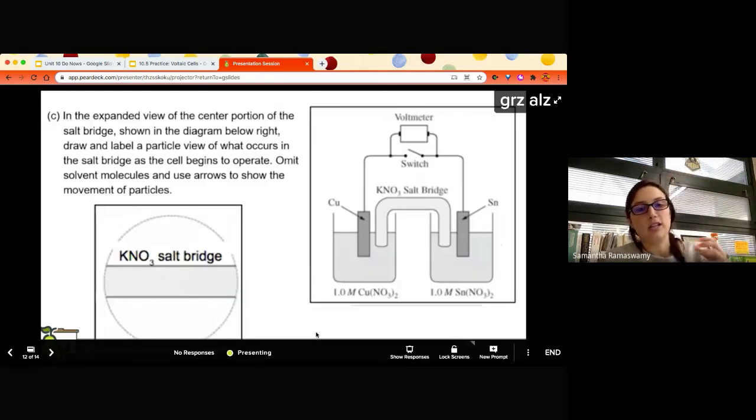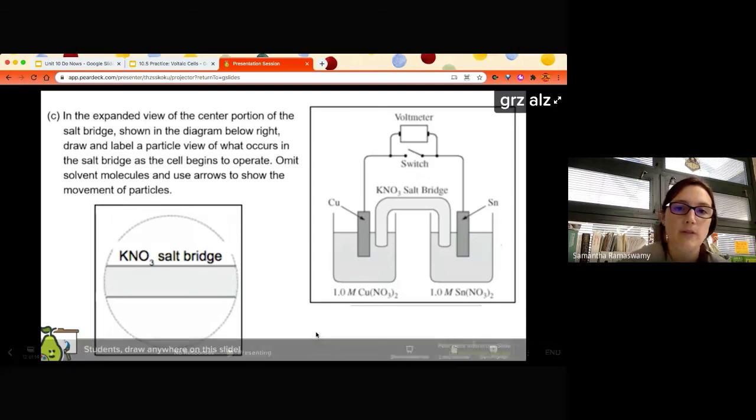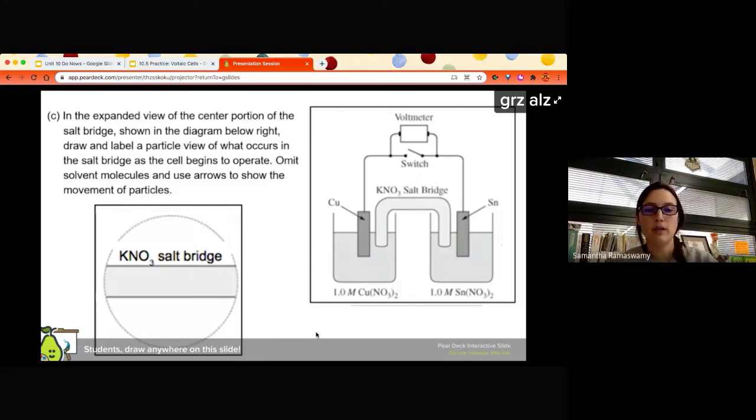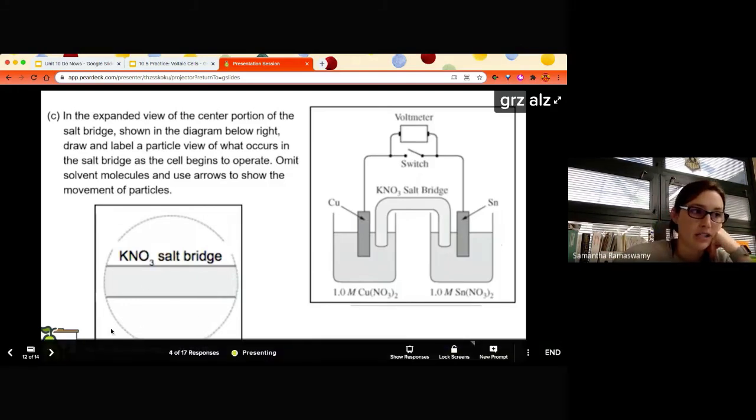And then the last part of this question, this is the last question we'll look at. In the expanded view of the center portion of the salt bridge, so you have the box that says KNO3 salt bridge, it's zoomed in. I want you to draw and label a particle view of what occurs in the salt bridge. So you're just showing me you have K+ ions and NO3- ions. Which way are they going? In this KNO3 box, you can write out K plus and NO3 minus and show me which way they're going.